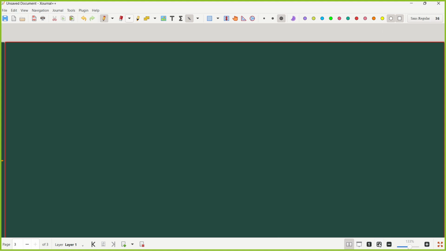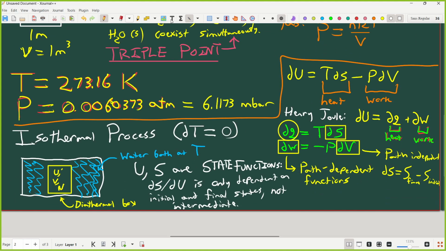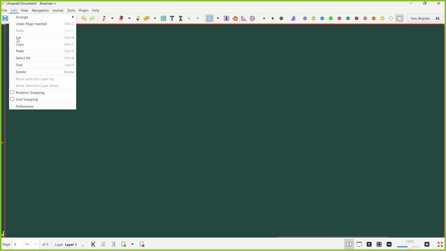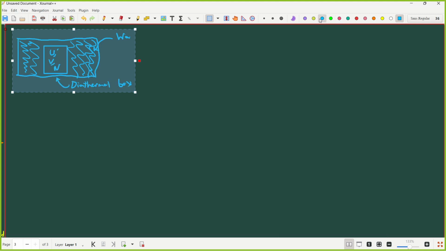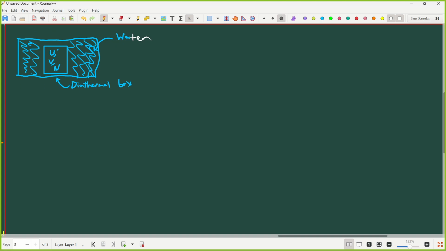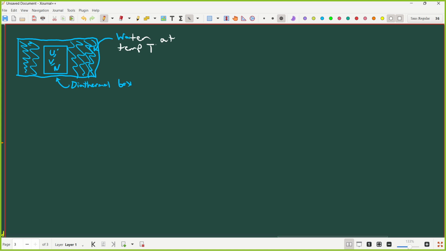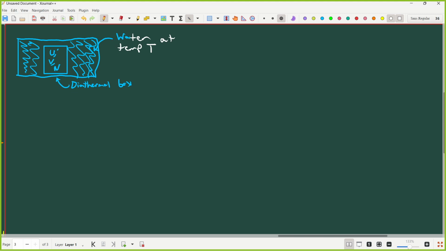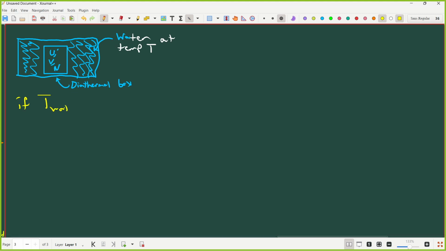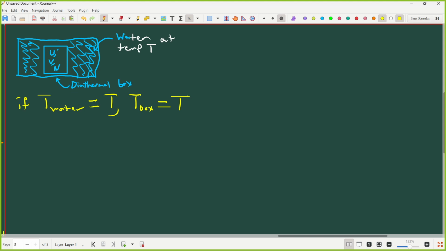Okay, so let me just go back one more page. Sorry, I want to copy this box over because I want to look at it one more time. Okay, so we have a diathermal box that allows exchange of energy with this water that's set to temperature T. Now, if the system is allowed to exchange energy with the box at all times, it's always in equilibrium with the box. So what does that mean? Well, if T water is T, then T box is also T. That's isothermal conditions, everything is at the same temperature.